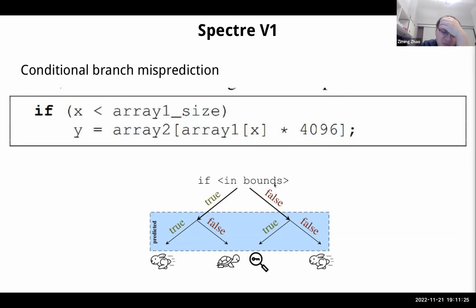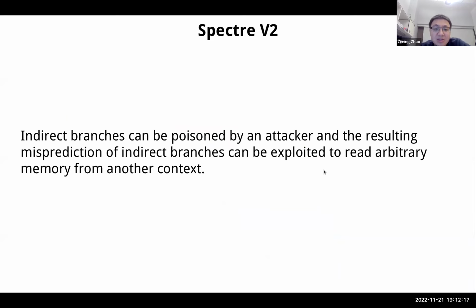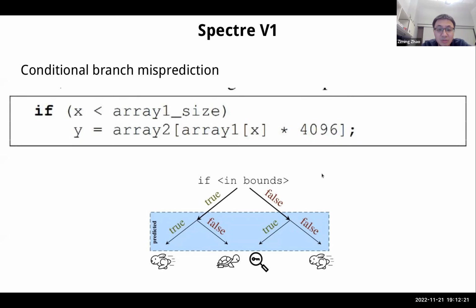So if X is inbound and the guess is correct, then this will be very fast. Before we know the value of X, we also retrieve the value back to Y. And when we know the value of X, the CPU just commits, then it's very fast. If it's not correct, then we have to revert this one, so this one will be slow. If the CPU guesses this one is not inbound, then it will not execute this one. However, if it is inbound, then it has to execute this again. This is called the conditional branch misprediction.